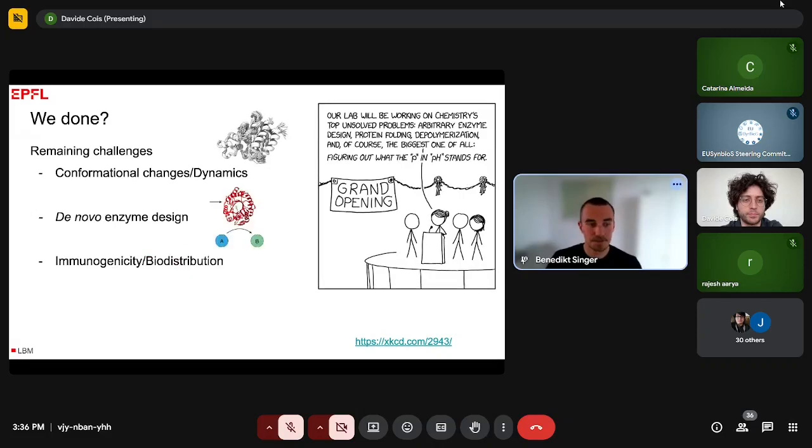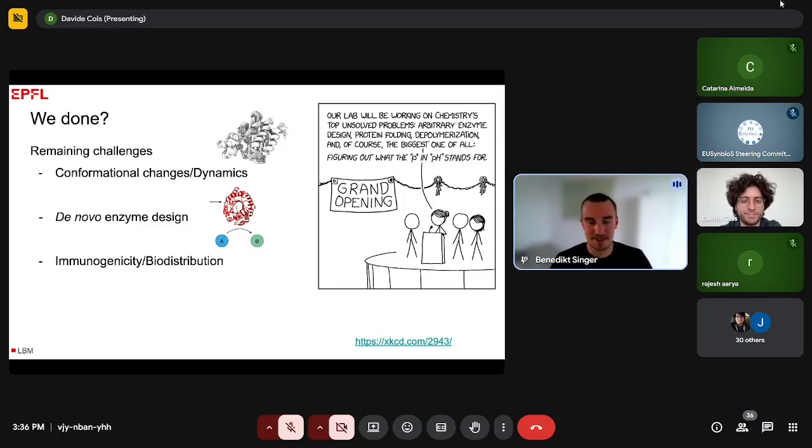Next slide, please. And then there's the big question of immunogenicity and biodistribution. So whenever somebody approaches you and says, oh, look, I can design a binder against this really, really bad cancer target, whatever it is, and you're like, oh, that's cool. So you solve cancer, right? Well, unfortunately not.